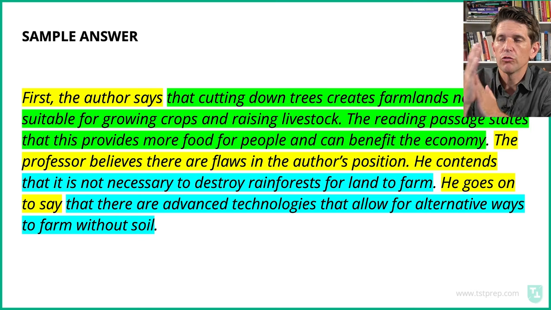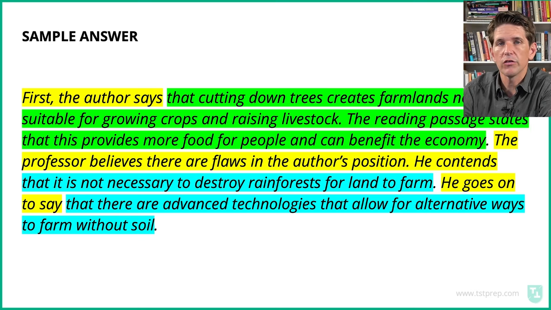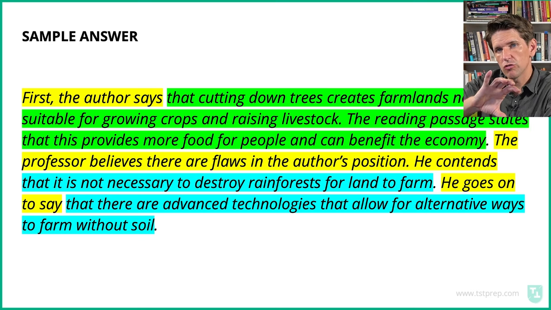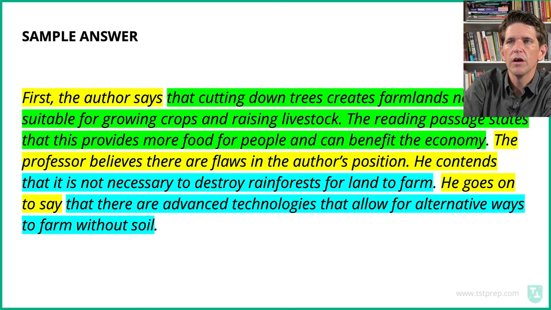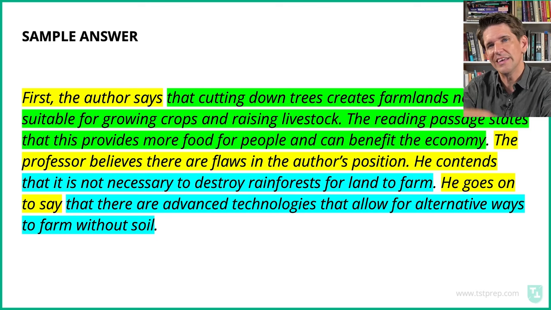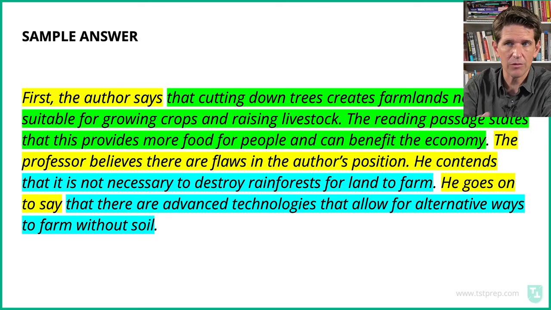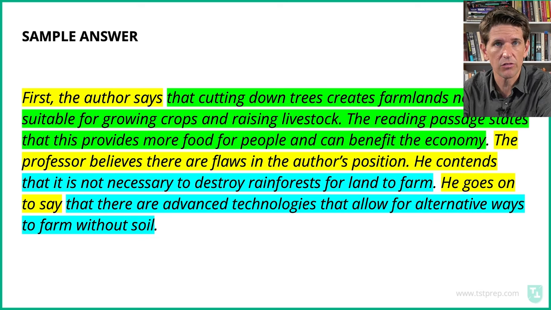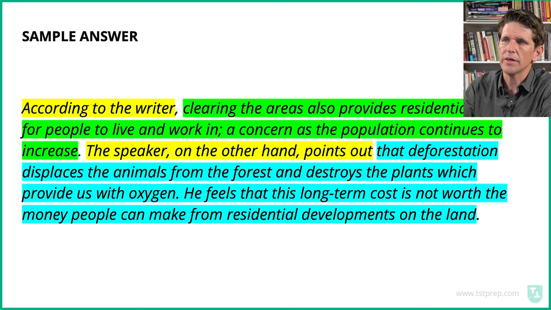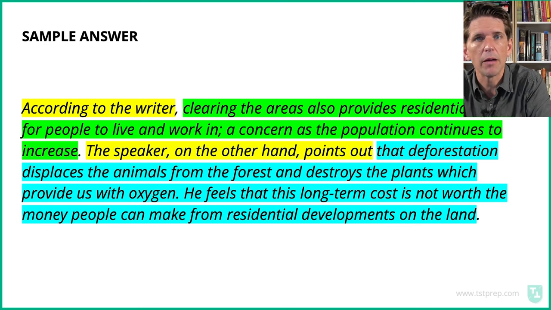Okay, so I go through that, and then the yellow part here is a template. I use the transition from reading to listening. The professor believes there are flaws in the author's position. He contends. So I'm trying to say other words besides he says, or he states, or he claims. I'm saying he contends. Again, you could download that guide. It has more synonyms. But yeah, you gotta try to mix up your vocabulary a bit.